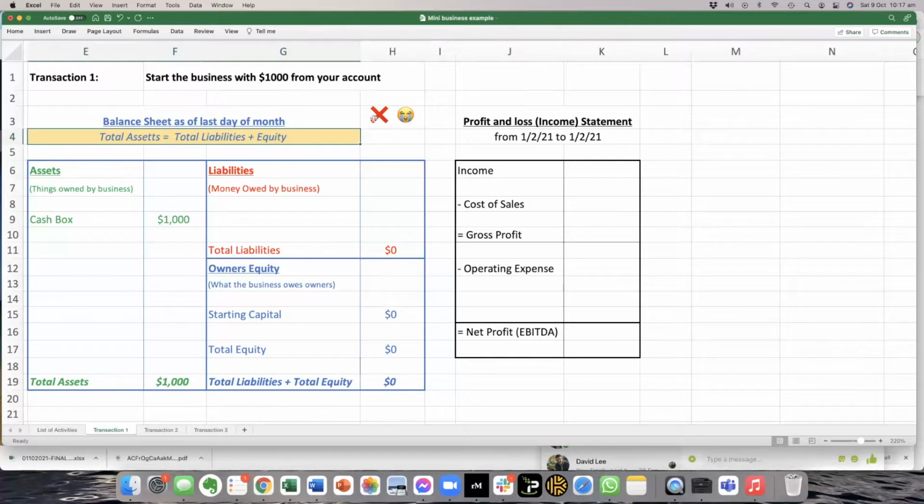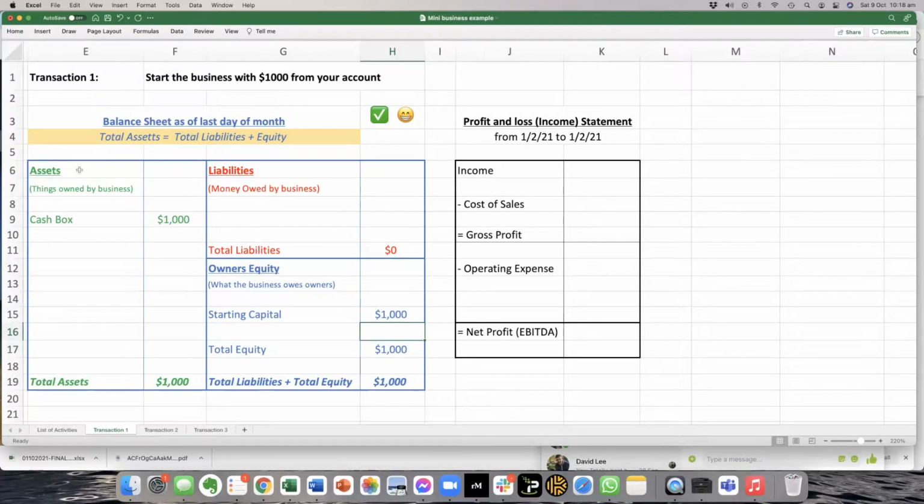Now you can see over here, I've got a big cross and a sad face because at the moment, it doesn't balance. The total assets don't equal total liabilities plus total equity. And your accounting system will flag errors like this when you do it. So we've taken our $1,000 cash from our bank account and set it up into our balance sheet. But at the moment, it's out of balance. So we need to add this particular entry of $1,000 to starting capital. And you'll see we're all happy now.